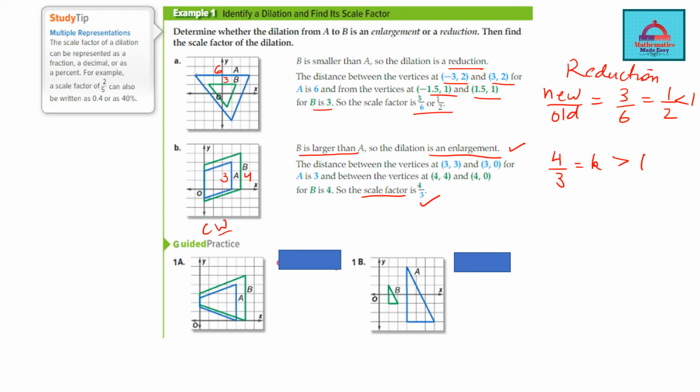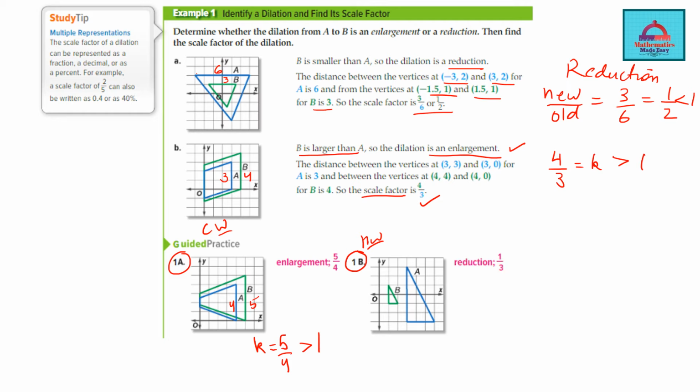Now comes your classwork. I want you to solve this in your notebook. Let's do 1A together and 1B will be your homework. Here from A to B, as you can see, it is enlargement. 1, 2, 3, 4, 5, 5 is the length here. 1, 2, 3, 4, 4 is the length here. So the scale factor would be new divided by old. 5 divided by 4, which is more than 1, so it is enlargement. Similarly, for the second one, from A to B, it is reduction.